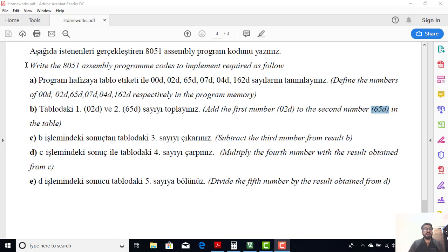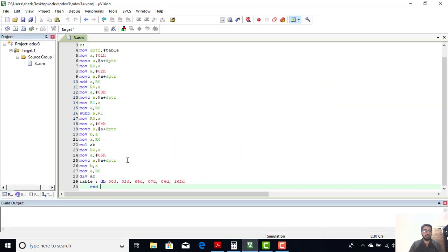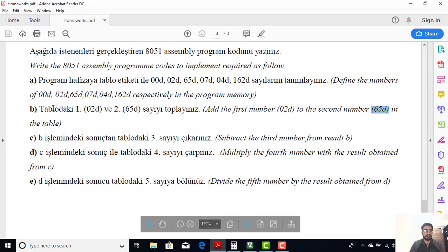In this program, he's asking us to write the 8051 assembly program code to implement the requirements as follows. First of all, he's asking to define the numbers 00D, 02, 65, 07, 4, 162 respectively in the program memory. Simply, it's done by writing downward the program table db and the requested numbers like we have done in this step. Download the programs. Let's see the other requests.